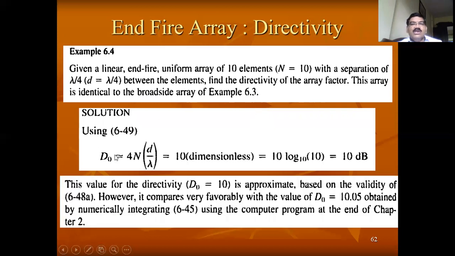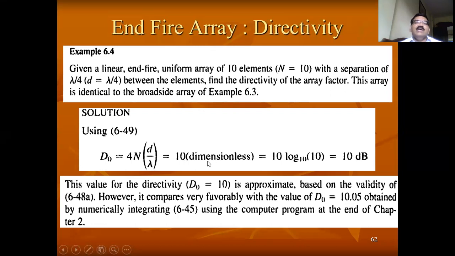So what is the solution? The formula is D0 equals 4 N d by lambda. The value of N is 10, and d equals lambda by 4, so lambda cancels. So you will get 10.